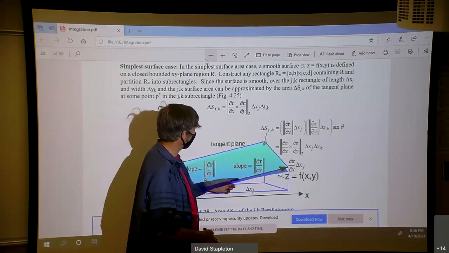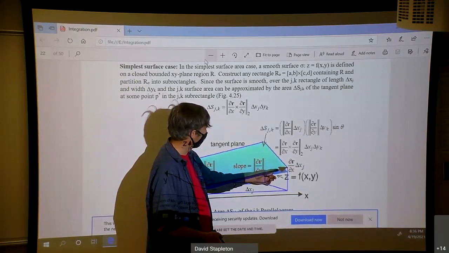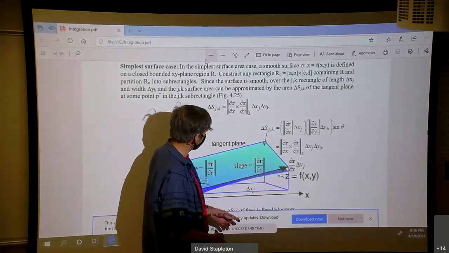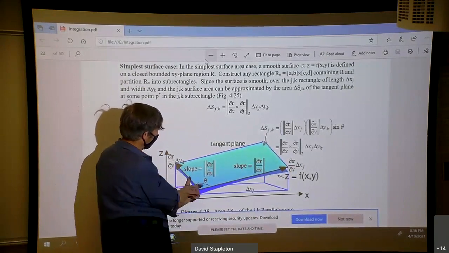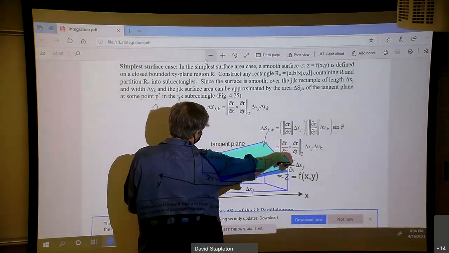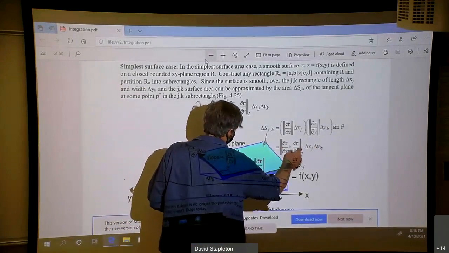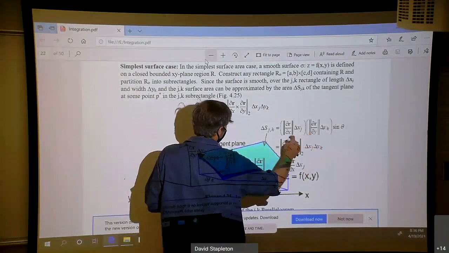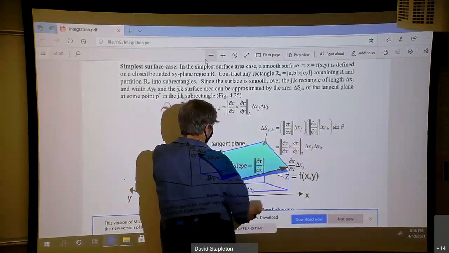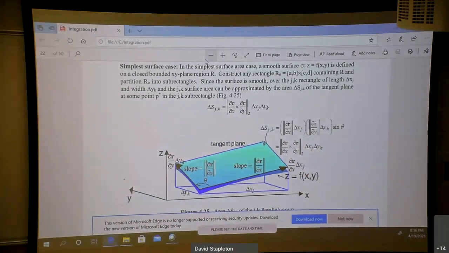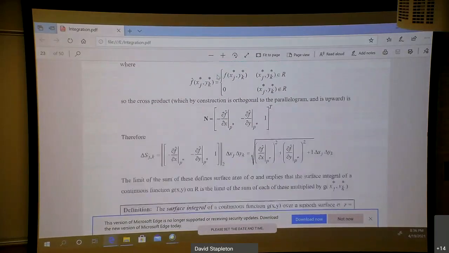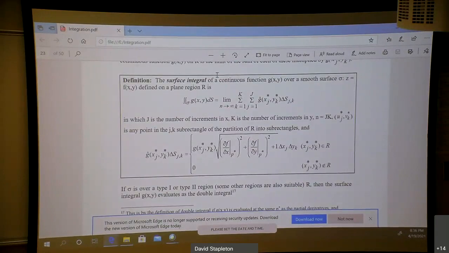This vector here is dr/dx times delta xj, and this vector here is dr/dy times delta yk. To find the area of the parallelogram formed by those edges, you take the length of the cross product, and the delta xj and the delta yk come out. The result is that you integrate that over the region over which the function is defined, summing those little tangent plane areas.